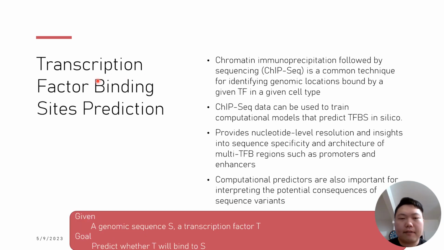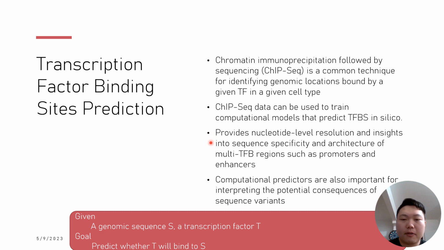What is the exact definition of transcription factor binding site prediction using computational models? The experiment used for identifying regions bound by transcription factors is chromatin immunoprecipitation followed by sequencing, also called the ChIP-seq experiment, which is a very common technique for identifying genomic locations bound by a given transcription factor in a given cell type. The ChIP-seq data can be used to train computational models that predict transcription factor binding sites in silico.